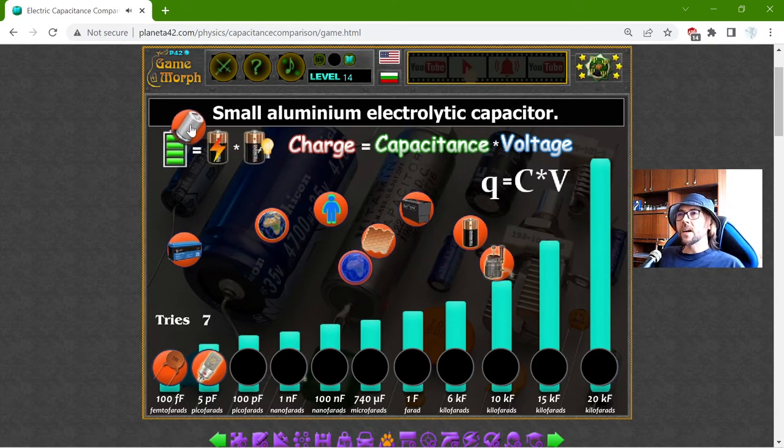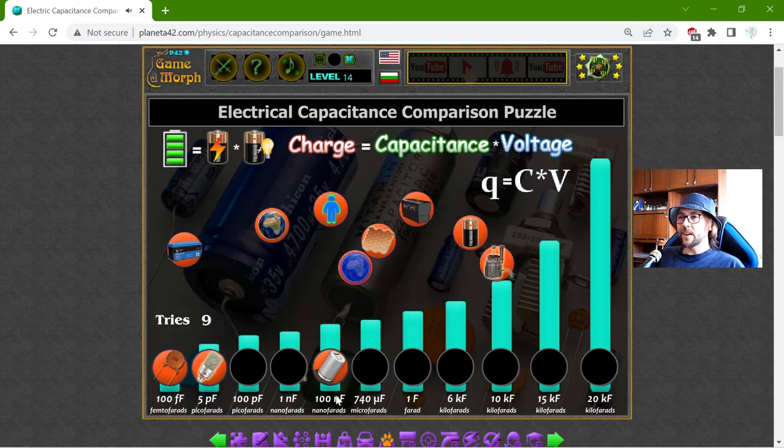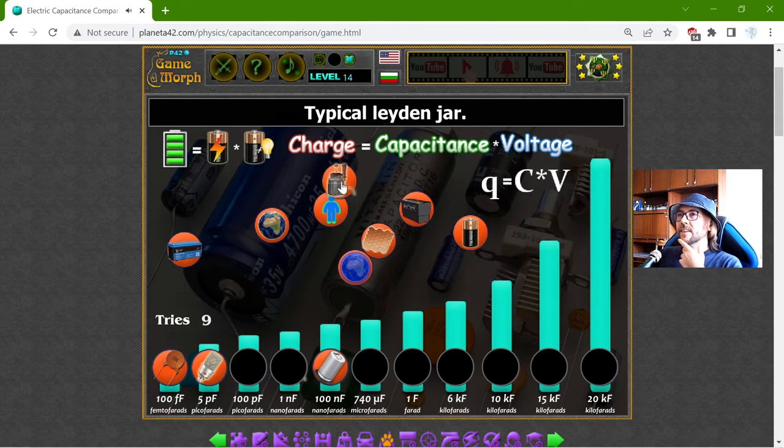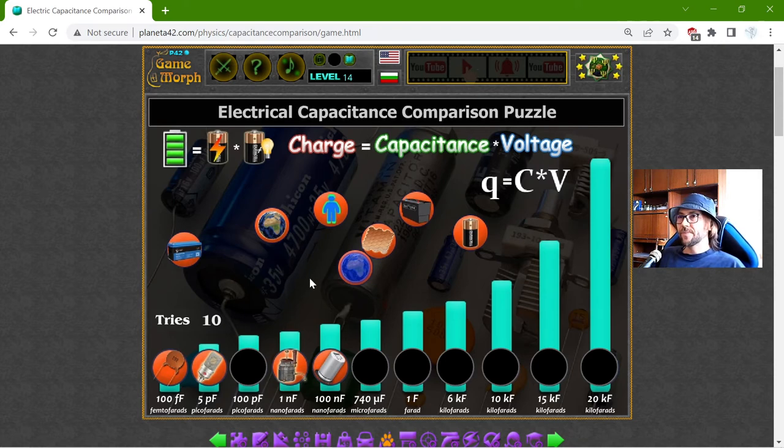Alright, this is the small aluminum, like I said, I think I learned this. Small aluminum electrolytic capacitor. Alright. Oh, this is big. Okay, this is 100 nanofarads. I have a hint here. This is the typical Leyden jar. This is some sort of experiment which stores 1 nanofarad of capacitance.